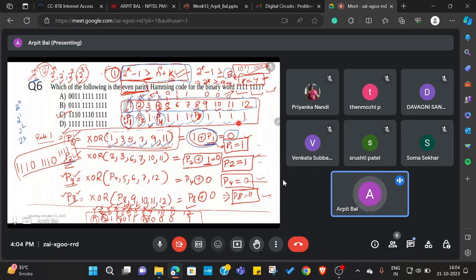Similarly, for P2, starting from position 2, I'll pick 2 bits and drop 2 bits. So 2, 3 picked, 4, 5 dropped, 6, 7 picked, 8, 9 dropped, 10, 11 picked. Similarly for P4, you start with position 4, pick 4 bits, drop 4 bits, then pick 4 bits again, so the last one is 12. For P8 you repeat the same thing, and at the end you arrive at your desired parity bit values and just replace them here. That will be your answer.